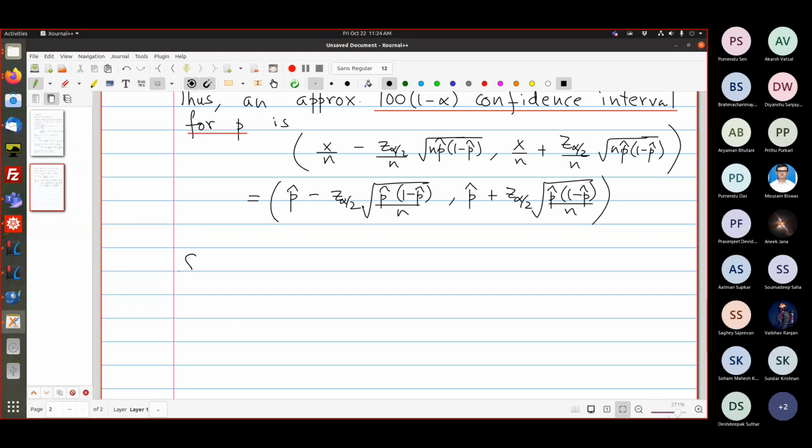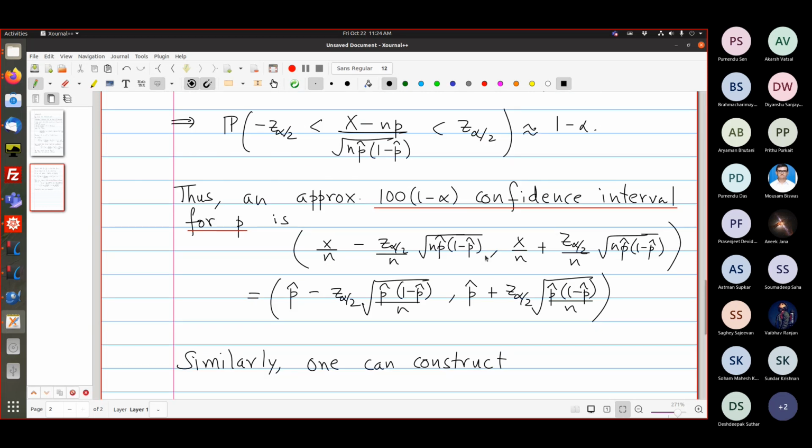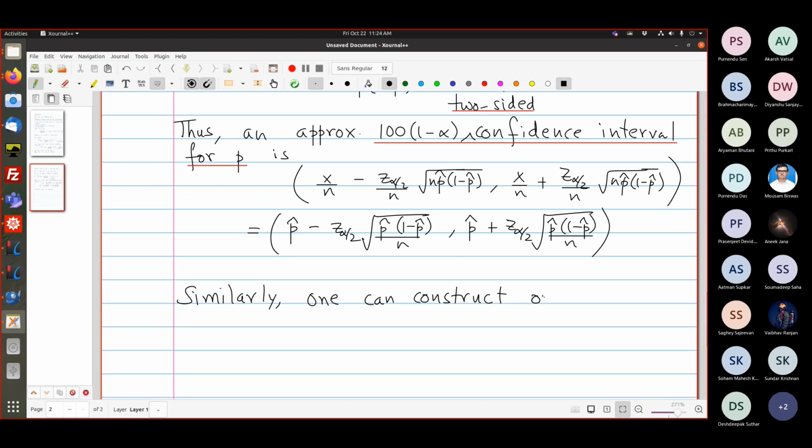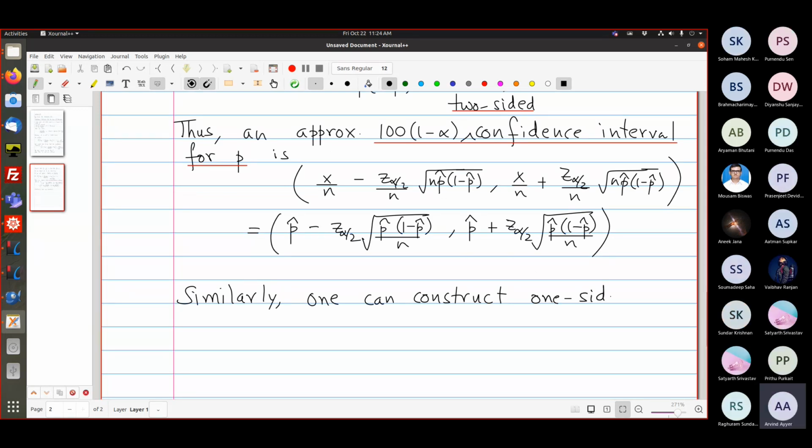Okay, and similarly, one can construct, oh, that I should have said, two-sided, one can construct one-sided confidence intervals.